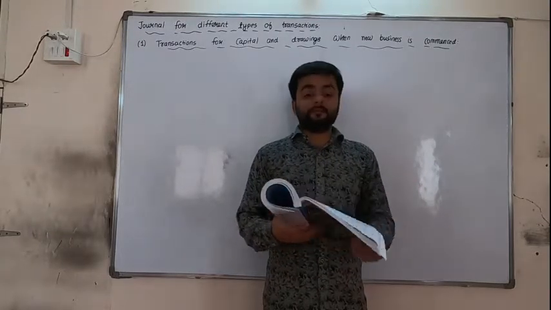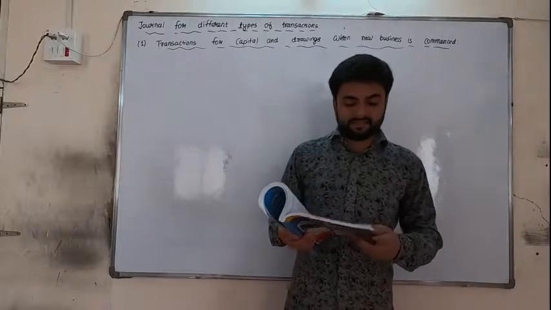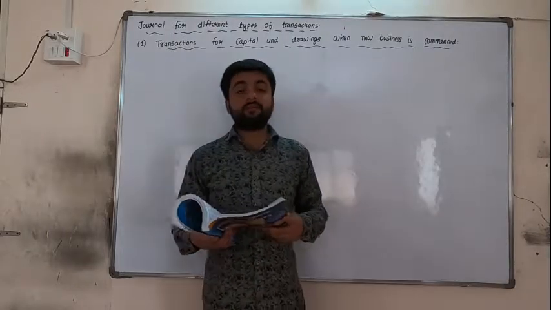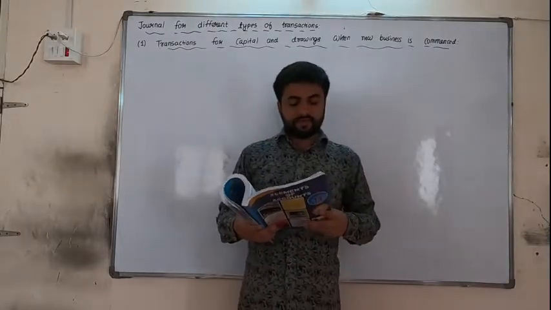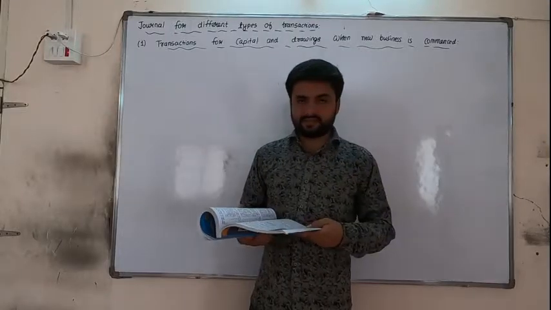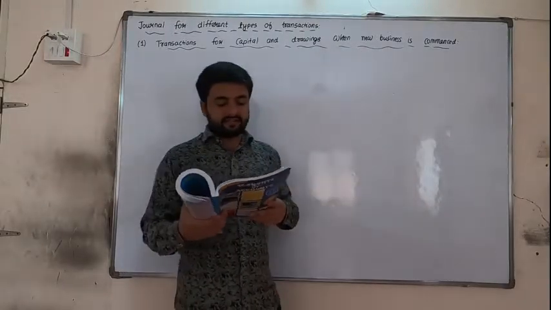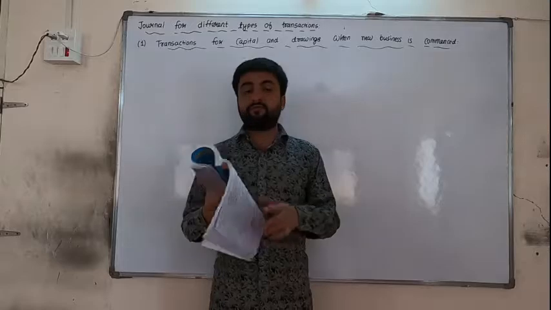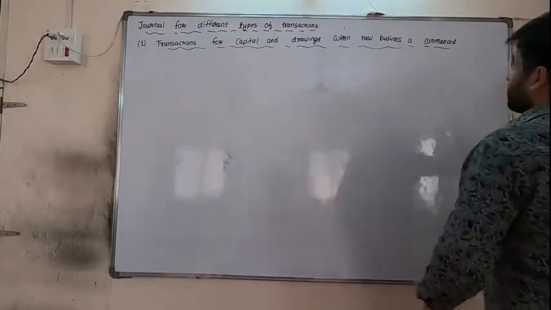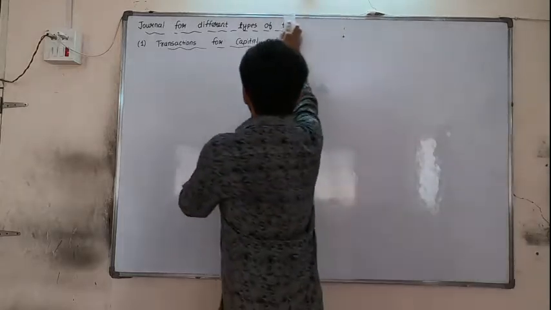Now friends, on page number 102, that thing is given. So everyone, on page number 102, they have given the heading transactions for capital and drawings. Write journal entries for the following transactions in the books of Shubham. So for the 6th question, let us make it for Shubham. Now I am writing the headings.